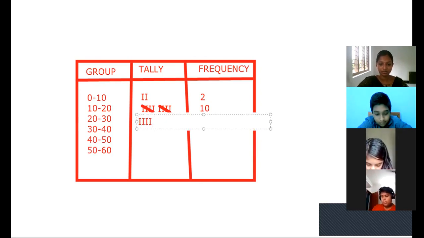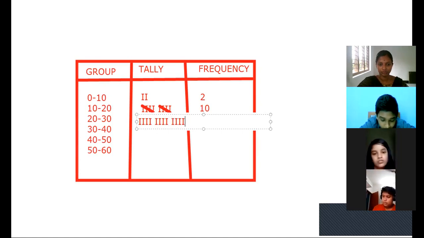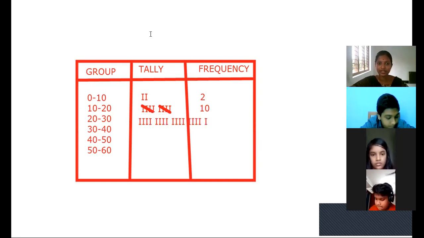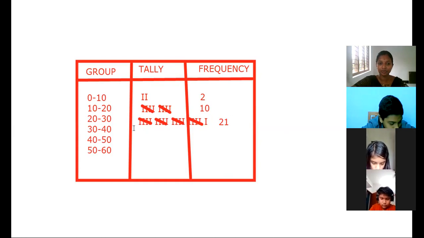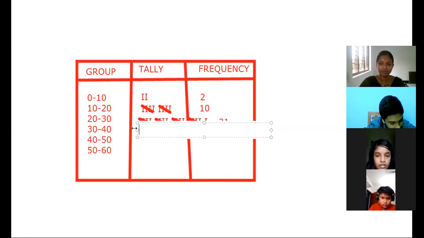I'm just moving to our frequency column because there is only a small space. So what's our frequency here? Frequency is equal to 21. What about the group 30 and 40? There are 19 students who acquired the mark in between 30 and 40.